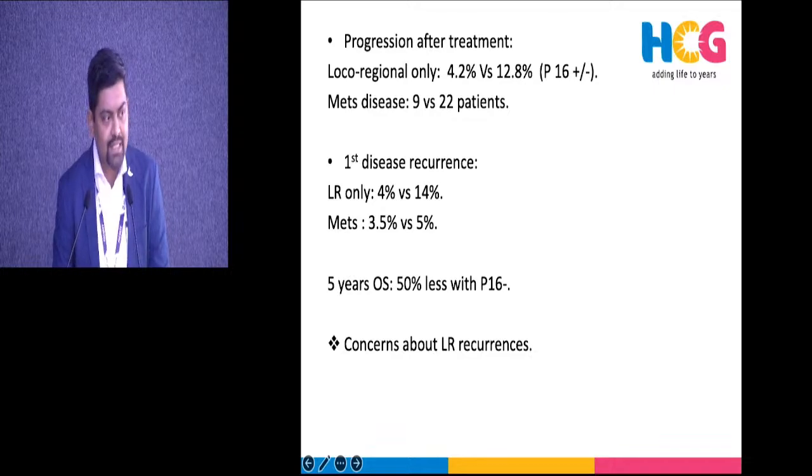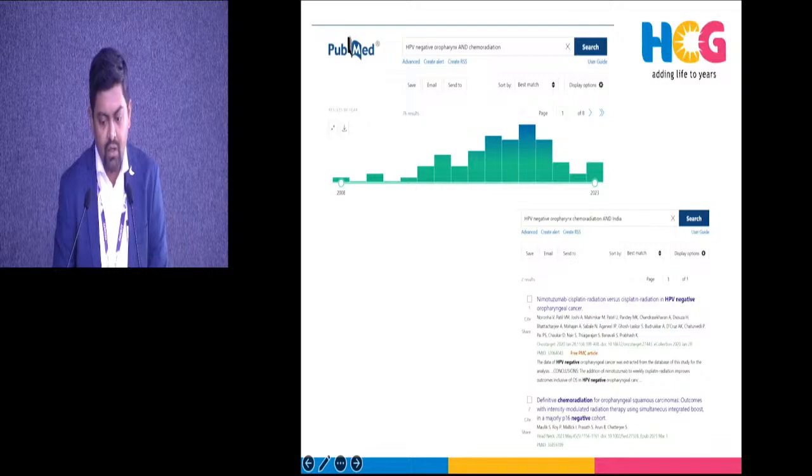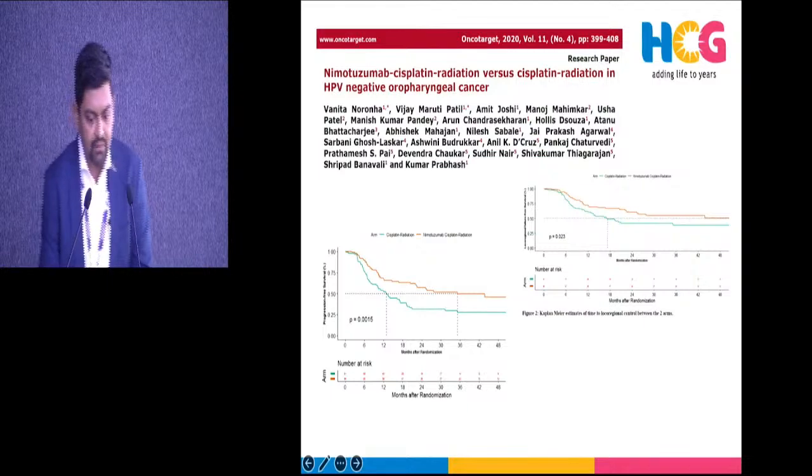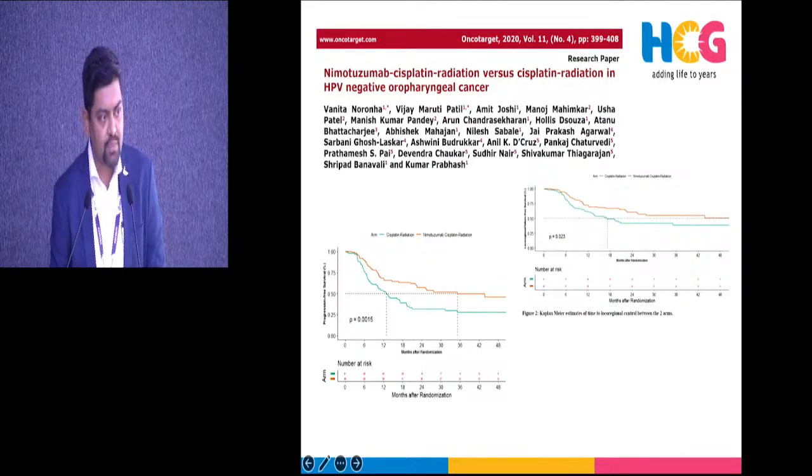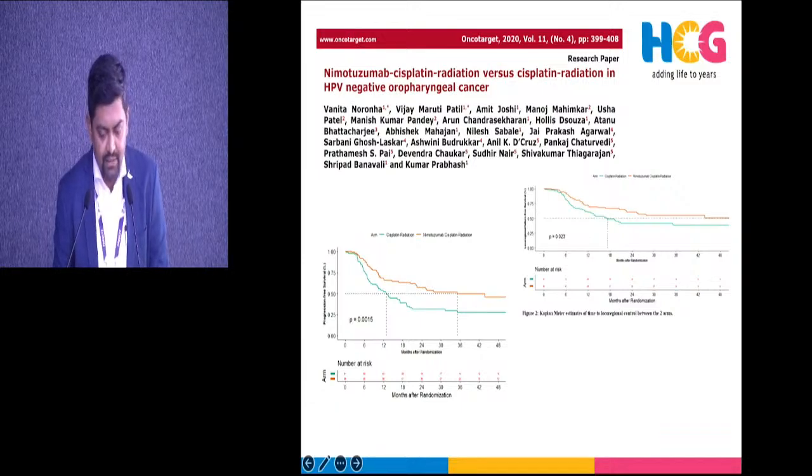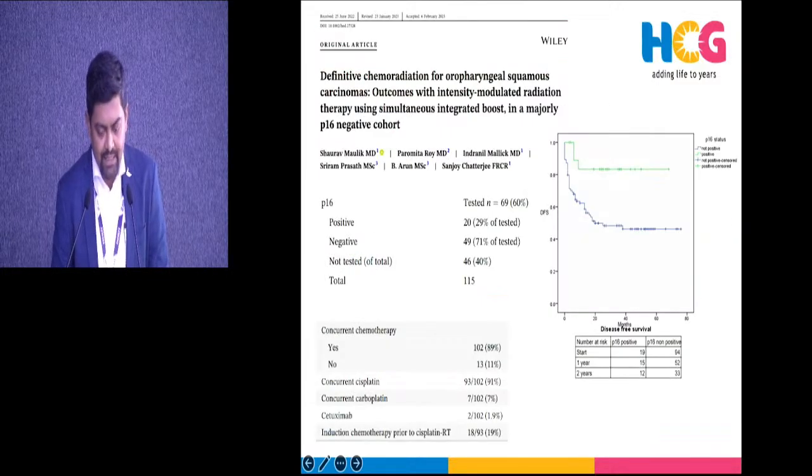So our biggest concern is loco-regional recurrence in an HPV negative. Also, this is a bigger concern: we hardly have Indian data to prove it. If you do a PubMed search and do all these Booleans, we hardly have two data sets. One, Nandini is here, their nimotuzumab, cisplatin and radiation data, which is quite encouraging for the HPV negatives, and the second is Dr. Indranil's, their data from TMC.